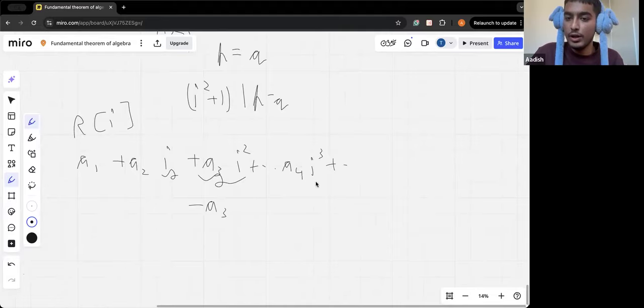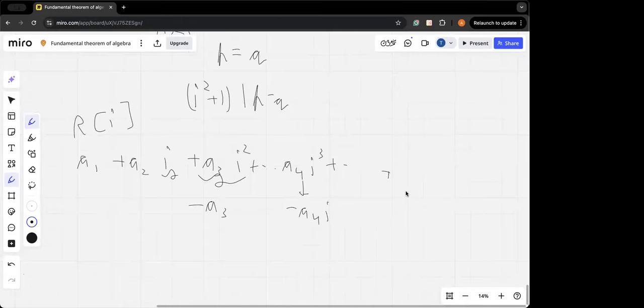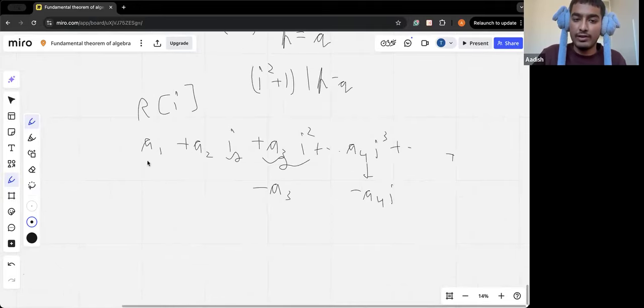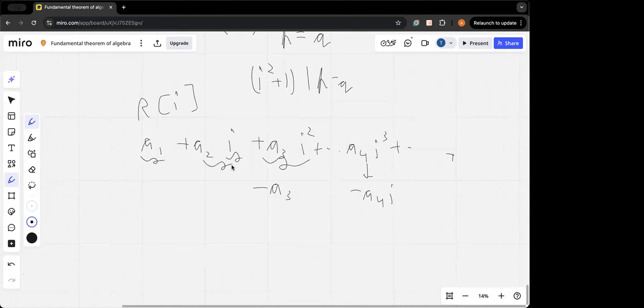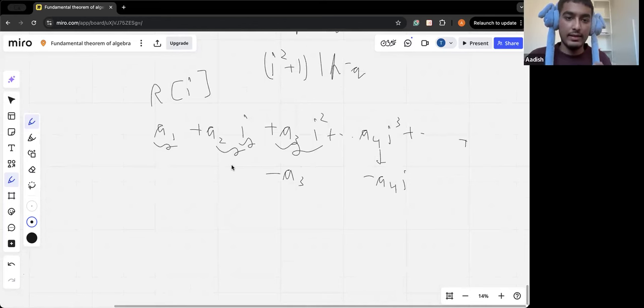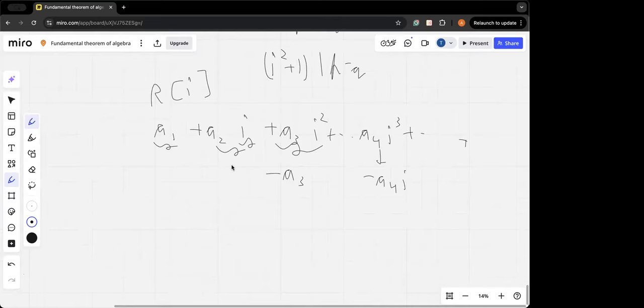Similarly, when you see i cube, you're like, oh, since i square is minus 1, this has to be the same as minus a4 i. Yeah. And in any given expression, you will keep using these reduction formulas till you get down to just one constant term and the linear term. So you want to go down to just constant and linear, yes. Constant and linear. I mean, just a linear factor.